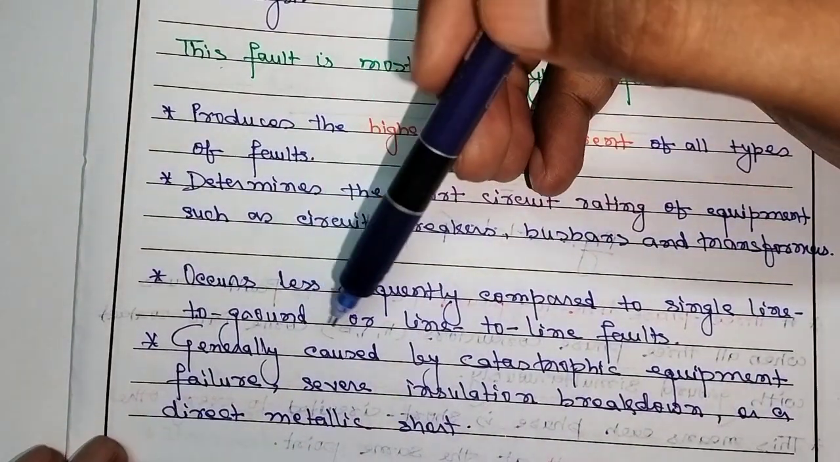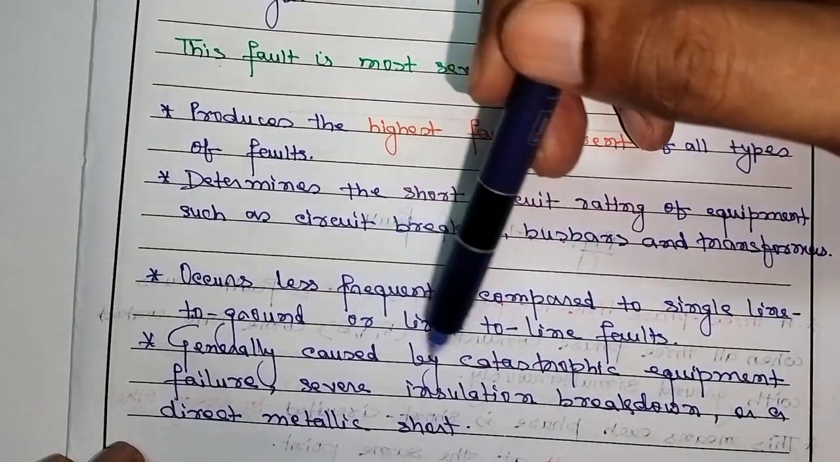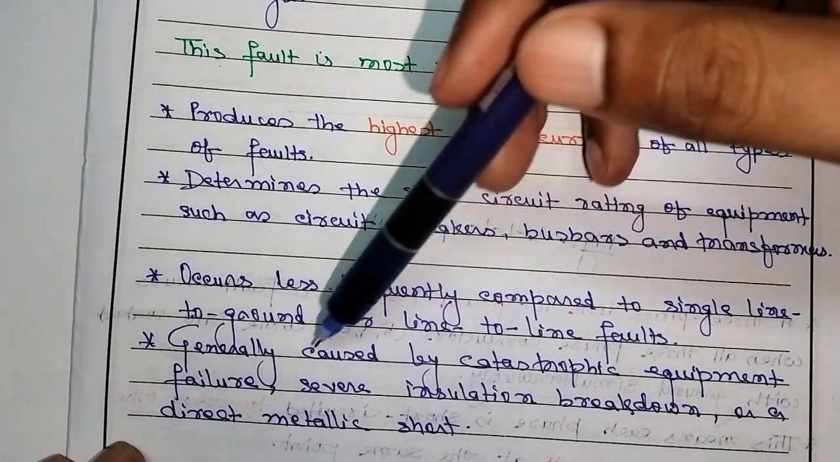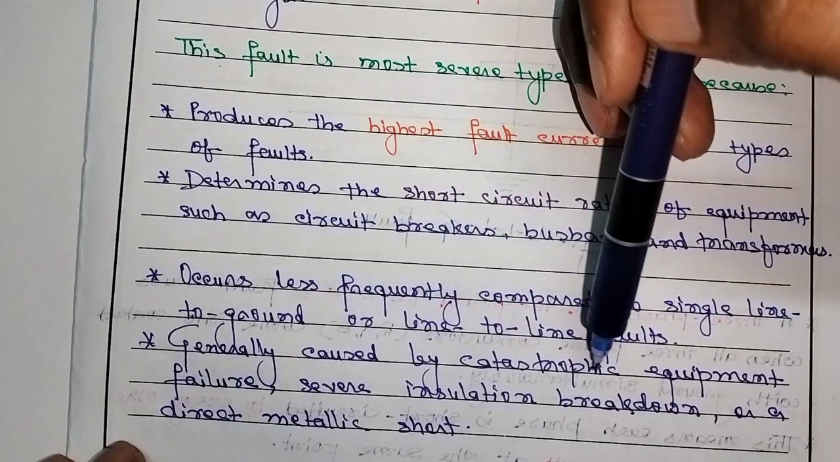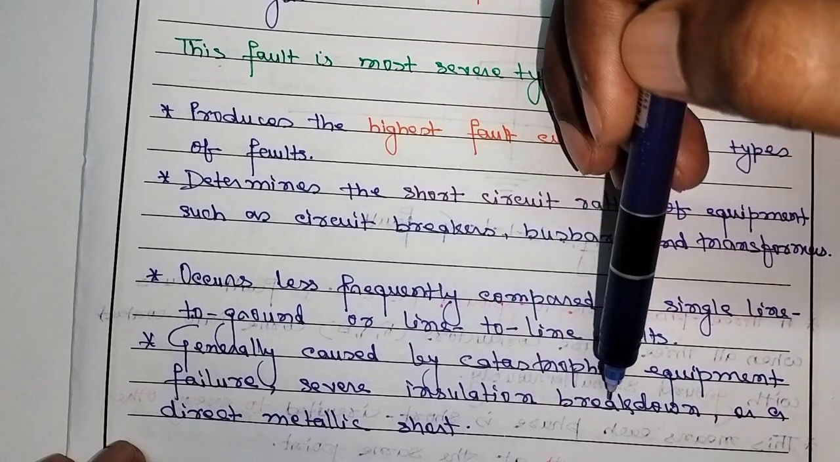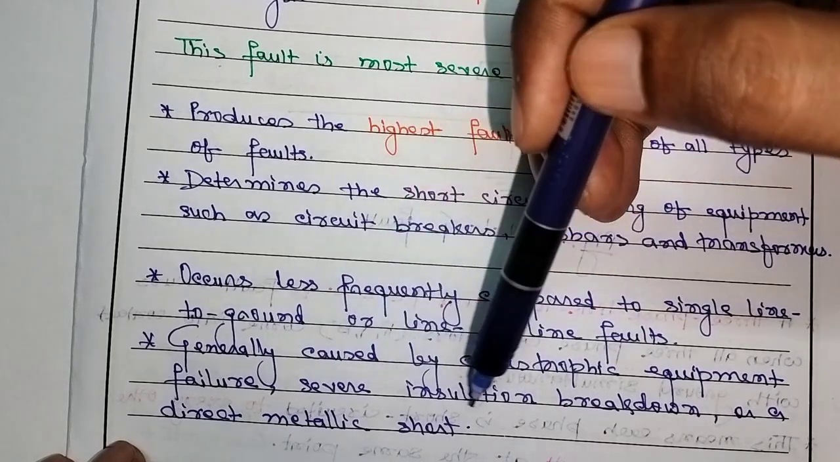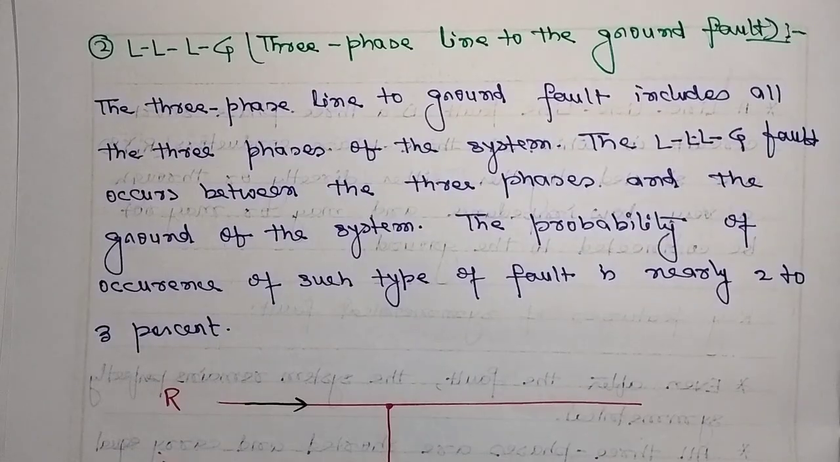Next one, generally caused by the catastrophic equipment failure, severe insulation breakdown or a direct metallic short. This is caused because of the catastrophic equipment failure or the severe insulation breakdown or a direct metallic short at the generator site. Next one we have line to line ground fault.